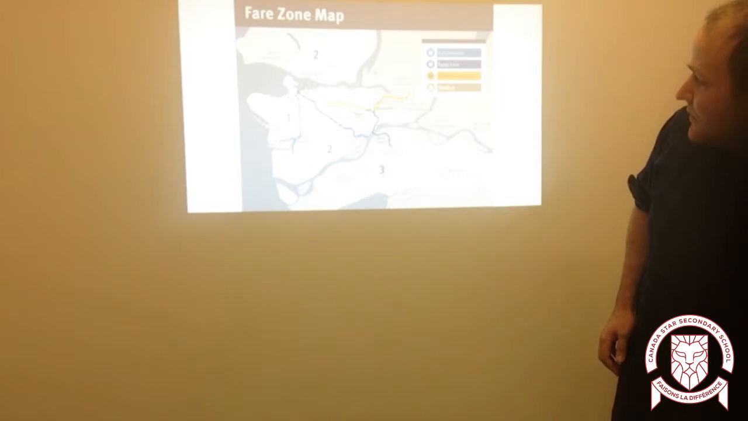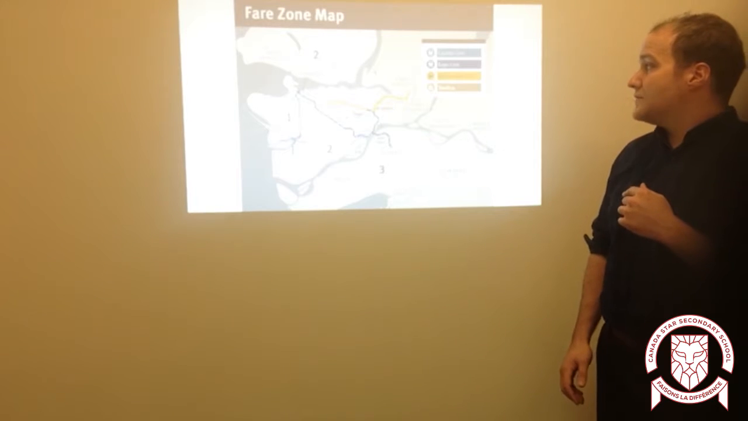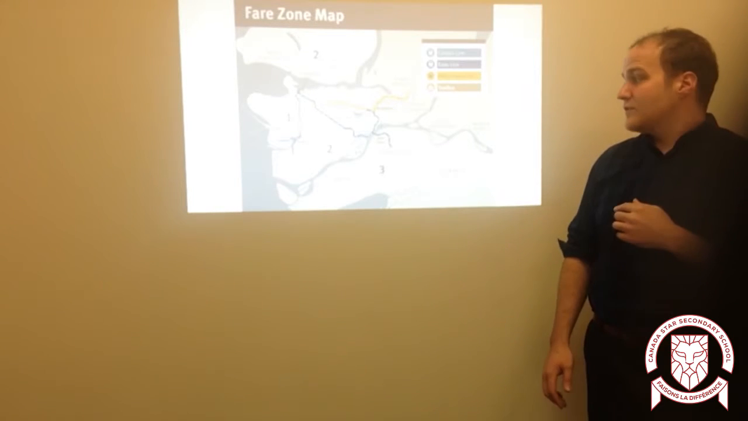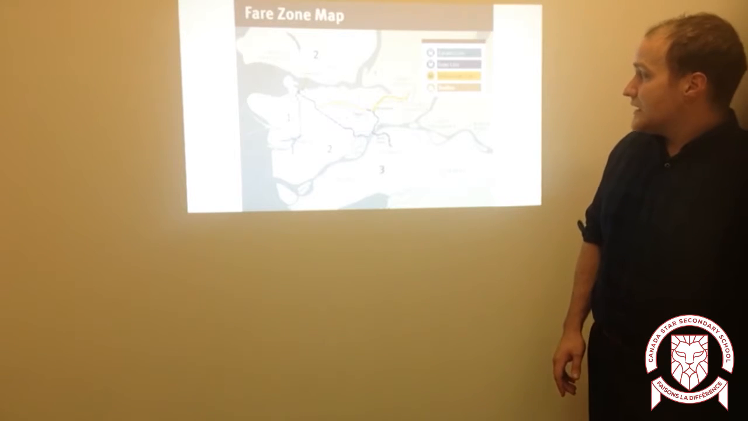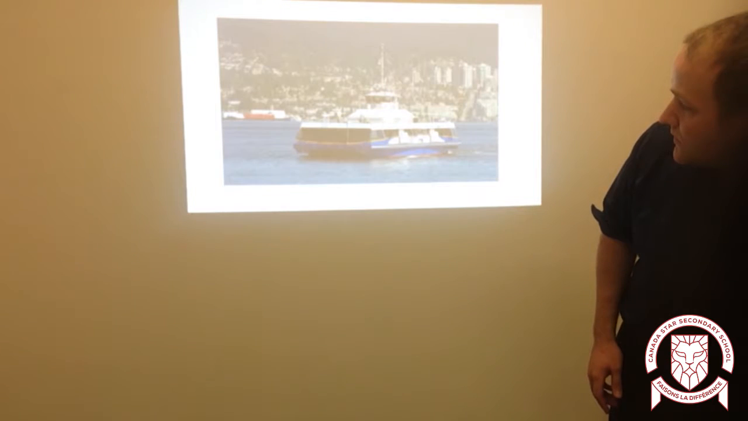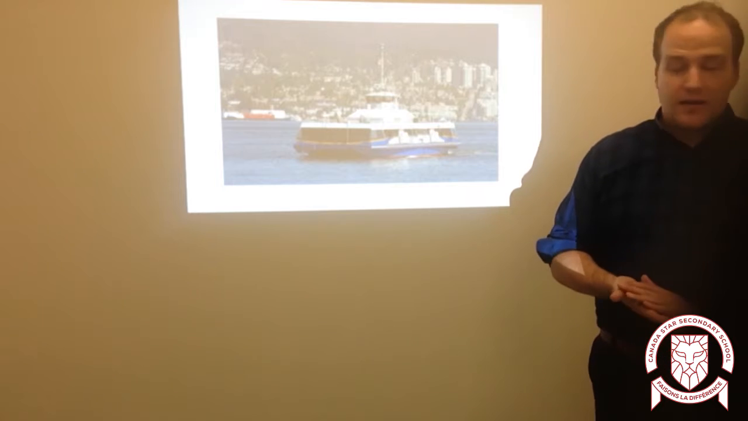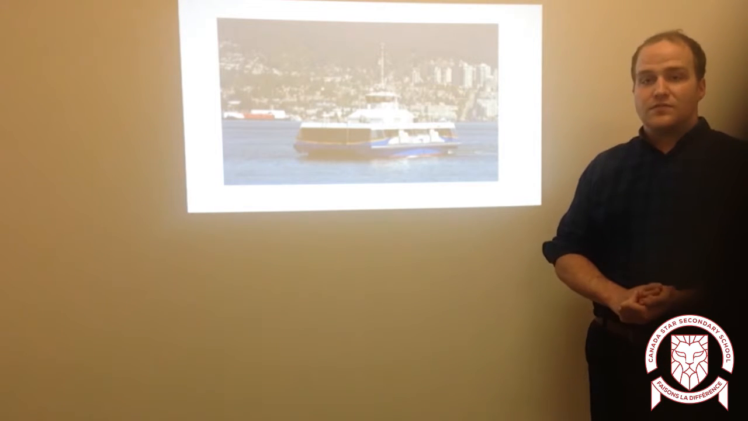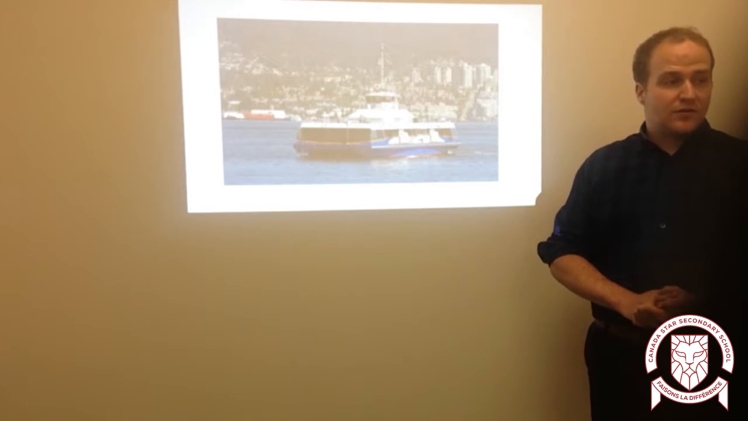Again, the fare zone map. If you're only going to Vancouver on the SkyTrain line, you only need to worry about one zone fare. If you're going to Richmond, there's 2 zones. And if you're going to Surrey and Delta, that's a 3rd zone. And this is the SeaBus. The SeaBus is included, and this is a ferry that will take you from Vancouver Waterfront Station to North Vancouver.